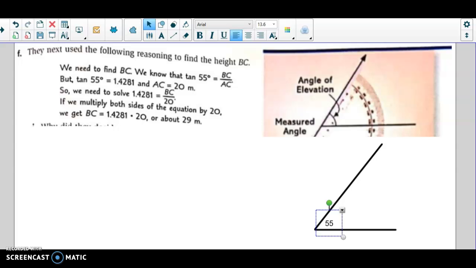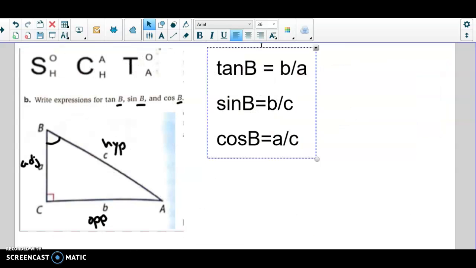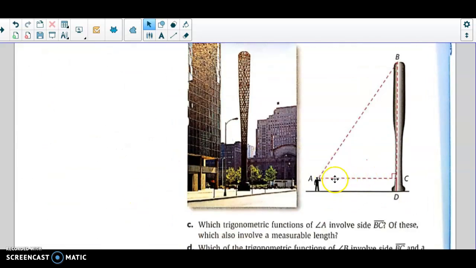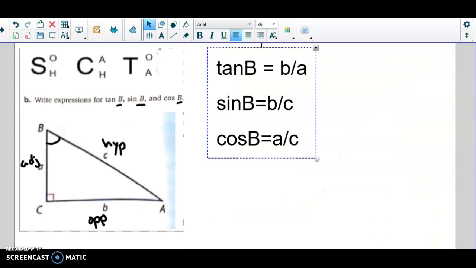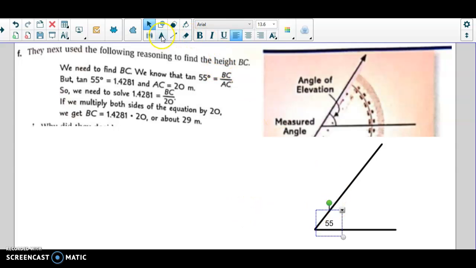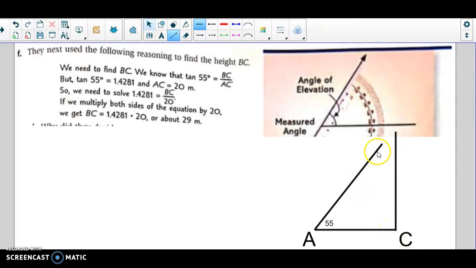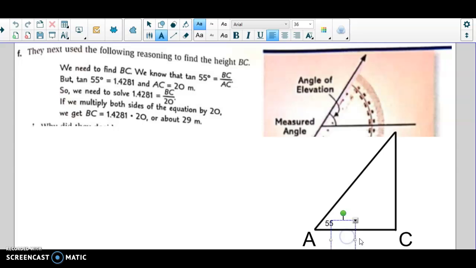So what was AC in our picture? Let's go back to our bat column and look at the bat. AC is 20, so he's 20 meters away, right? So here's capital A, and here's capital C. And the distance from A to C is 20 meters, right? So this is 20 meters. Okay, cool. That's what he says.